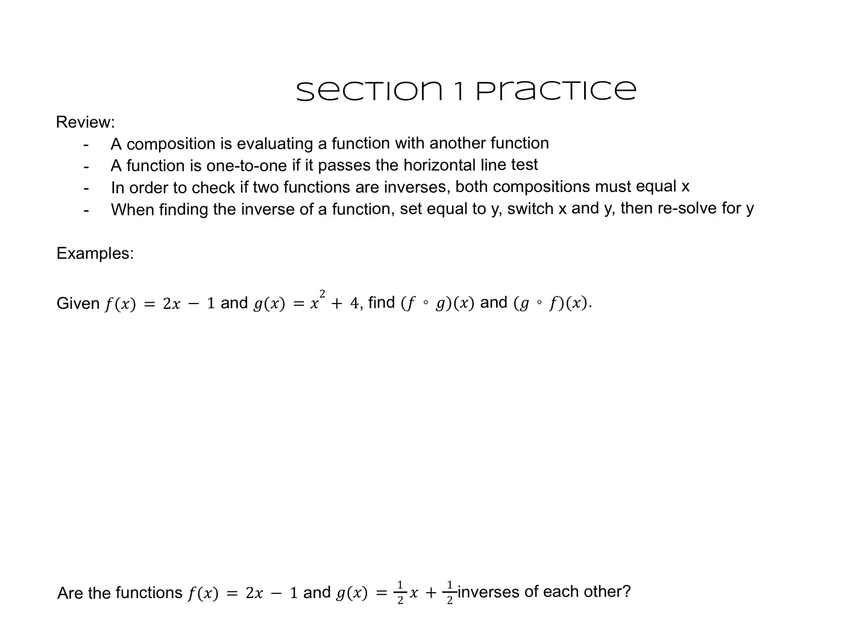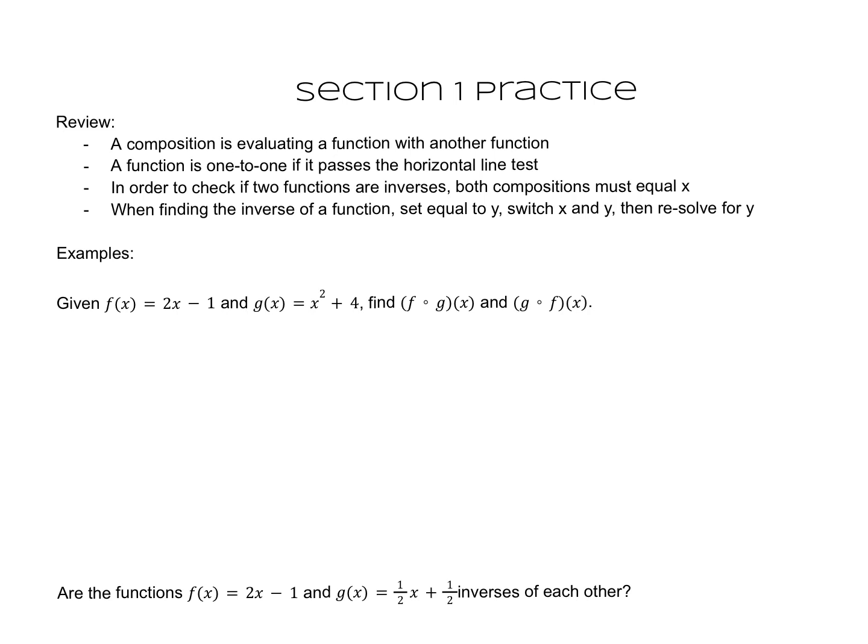Section 1 practice, we're going to be going over composition of functions, one-to-one functions, and then verifying if two functions are inverses and finding an inverse. So remember, a composition is evaluating a function with another function. And then a function is one-to-one if it passes the horizontal line test. In order to check if two functions are inverses, both compositions must equal x.